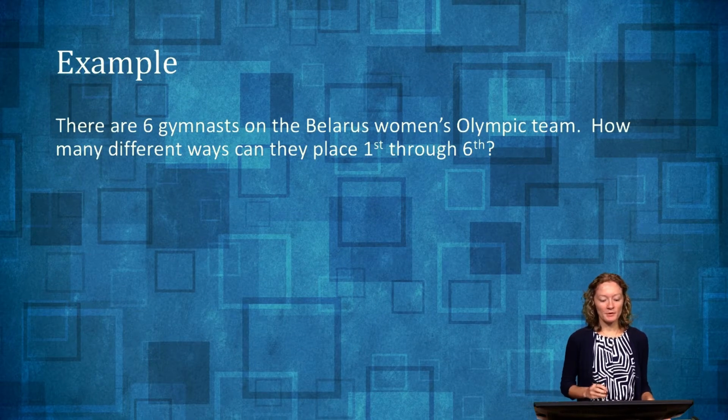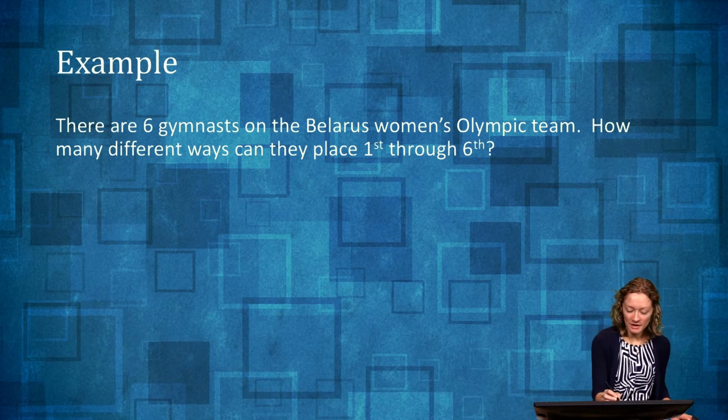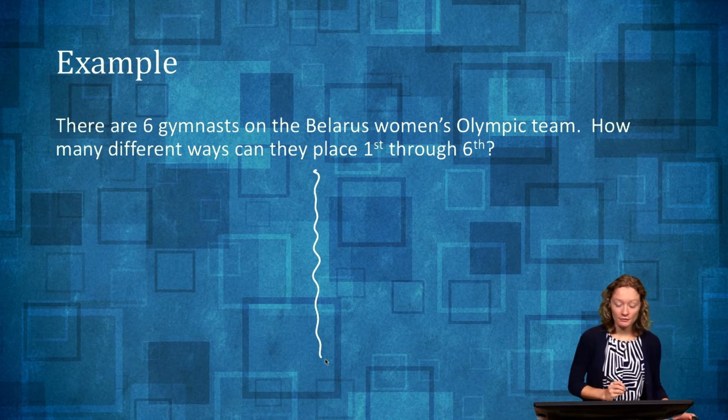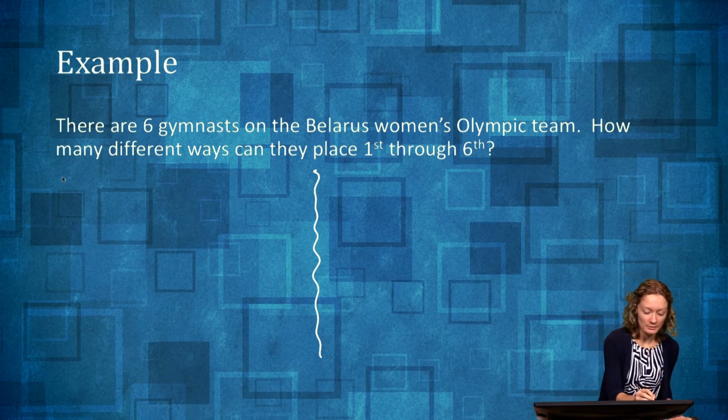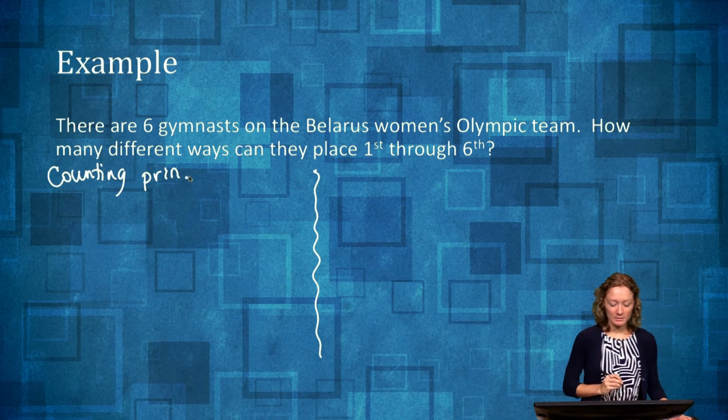So our first example, let's say we have 6 gymnasts on the Belarus women's Olympic team. How many different ways can they place first through 6? There's a couple different ways we can think through this. The first way would be the old way of using the counting principle, which is fine.